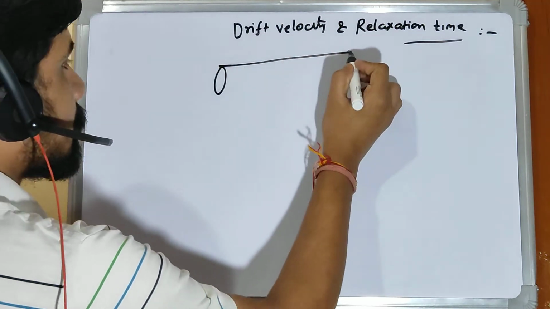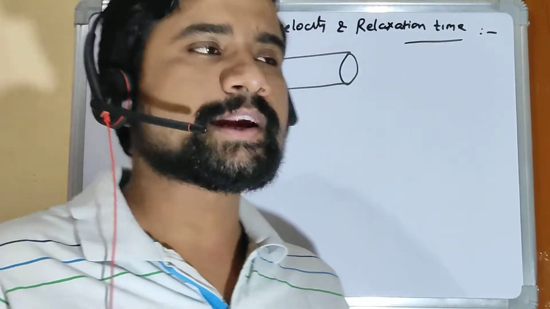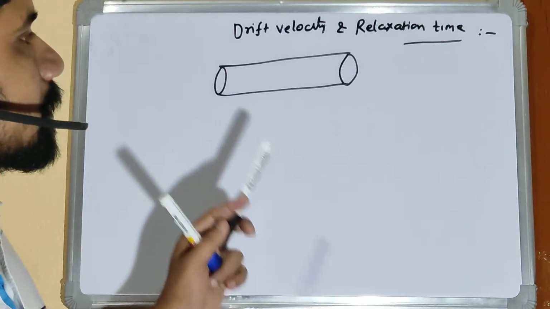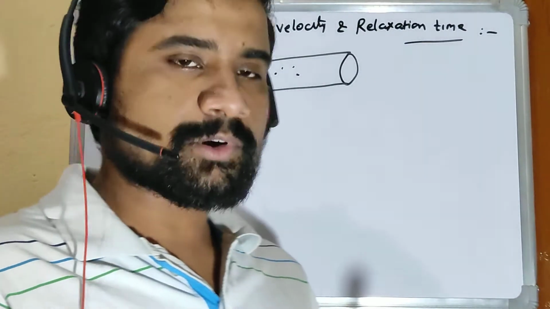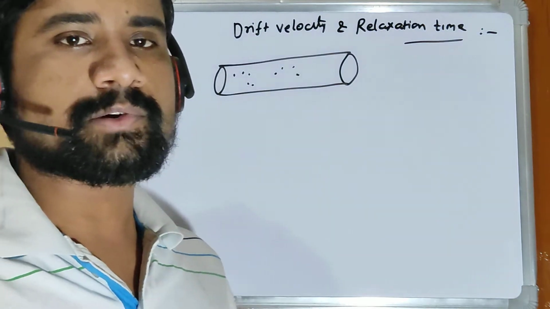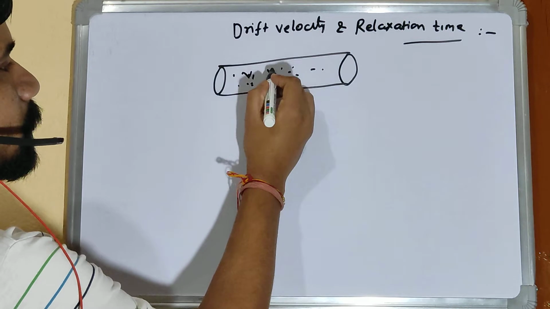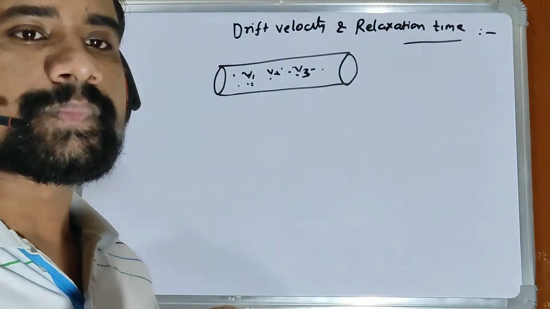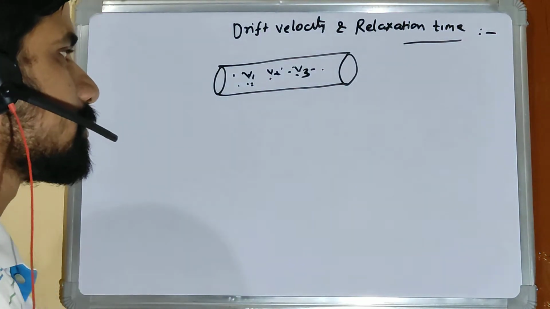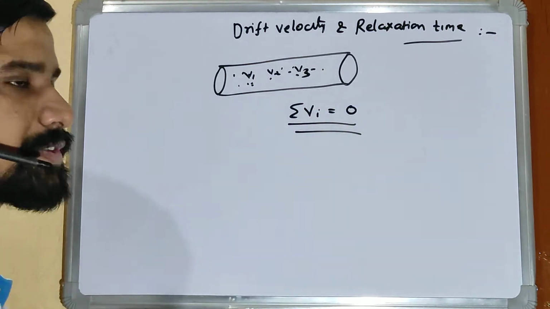Let's say this is a conductor, right? When there is no potential, no electric field applied to this conductor, there will be electrons in random motion. They'll be colliding around with each other. There will be multiple collisions, with electrons having different velocities v1, v2, v3, right? But overall the average velocity will be zero. The average velocity of all these electrons will be zero in absence of any potential or electric field, right?